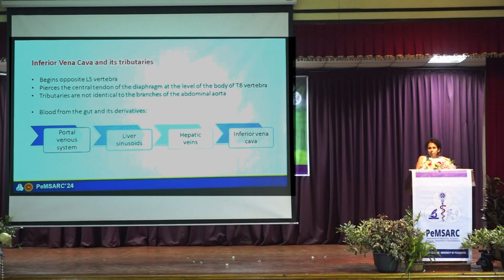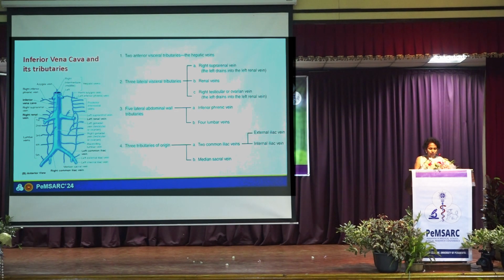And this blood from the gut and its derivatives is collected from the portal venous system and then goes to the liver and sinusoids, and then it is collected from the hepatic veins and then drains into the inferior vena cava. So that is the portal venous system.